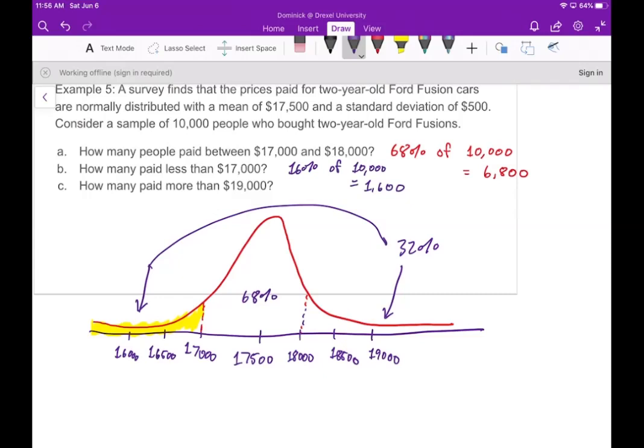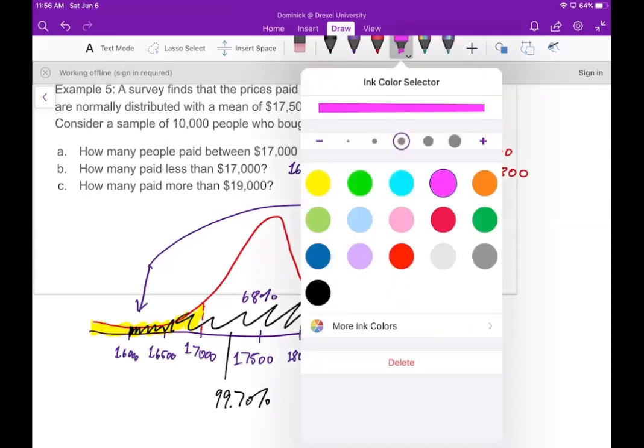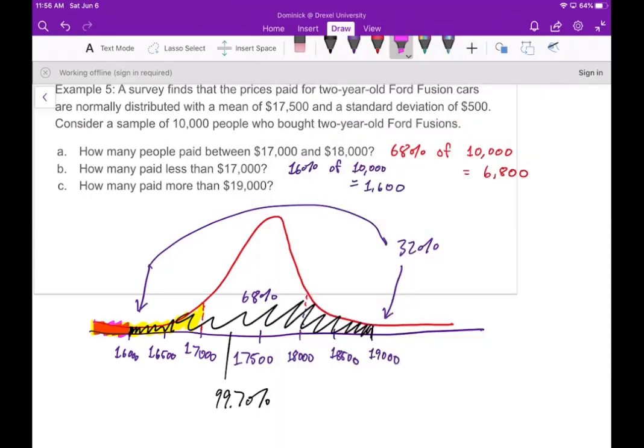And then to get how many people paid more than 19,000 is sort of similar, only now we know that between this, and of course everything in the middle, we know that there's 99.7%. So by the same argument, we know that in this part, we have the leftover part, which is 0.3%.